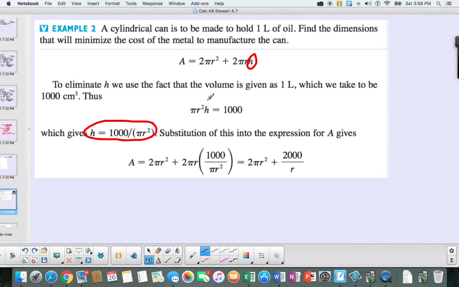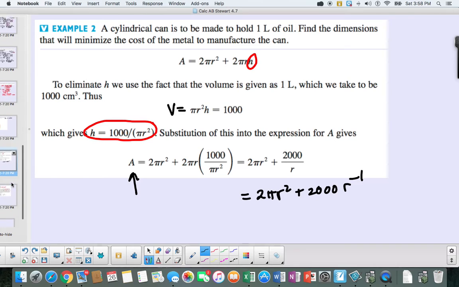Now remember that the volume is equal to pi r squared h, which is 1,000 cubic centimeters, because it's 1 liter of oil, which will allow me to solve for h. Solving for h means I'm going to be able to substitute it into my area formula and get the area in terms of r only. And when I simplify it, I get this. And this will be 2 pi r squared plus 2,000 r to the negative 1 power. And this is what I'm going to be taking the derivative of.